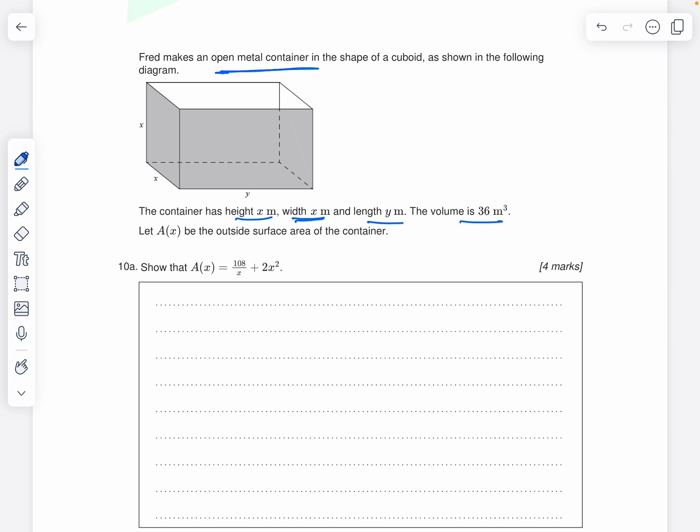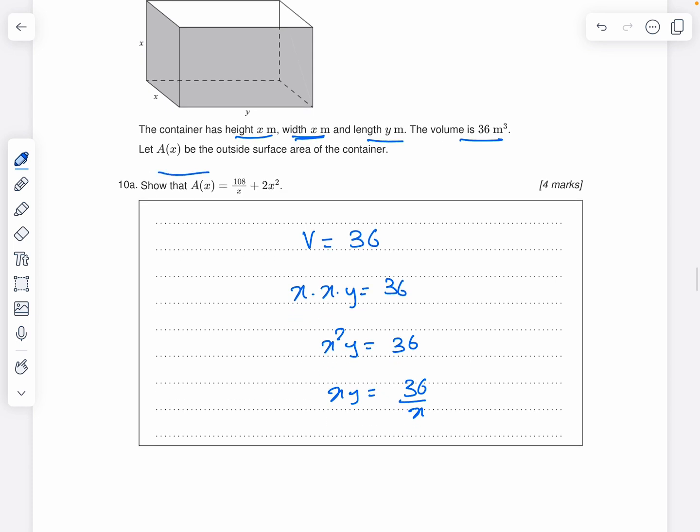The volume is given as 36. So volume is length times width times height equals 36. So x square y equals 36. So xy will be equal to 36 upon x. Now A is the area. So what should be the area now?